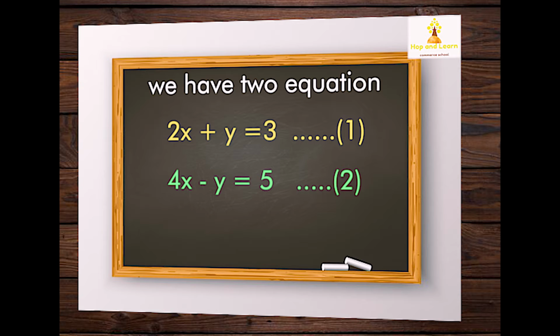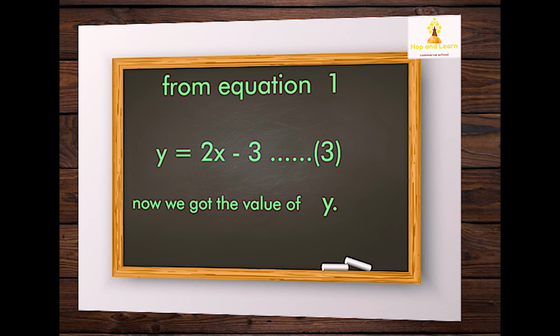Here we have two equations. First is 2x plus y is equal to 3. This is the first equation, and 4x minus y is equal to 5. This is the second equation which we will use to solve with the help of substitution method. Okay, let's move. From equation 1 we have created a new equation which is third equation, y is equal to 2x minus 3. Right, now we've got the value of y in this way.